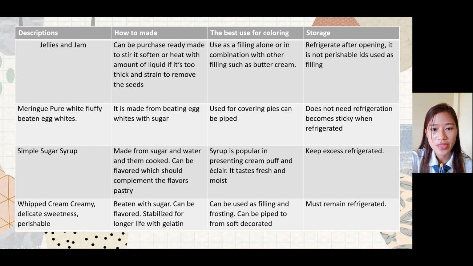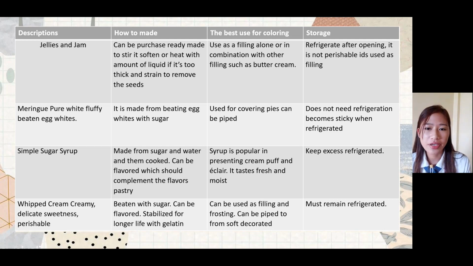Now, let's start with jellies and jam. How to make jellies and jam? They can be purchased ready-made. To use, stir, soften, or heat with an amount of liquid if it's too thick, and strain it to remove the seeds. Jams and jellies can also be bought in a market, ready-made. Just make sure it is good enough for us before we buy.